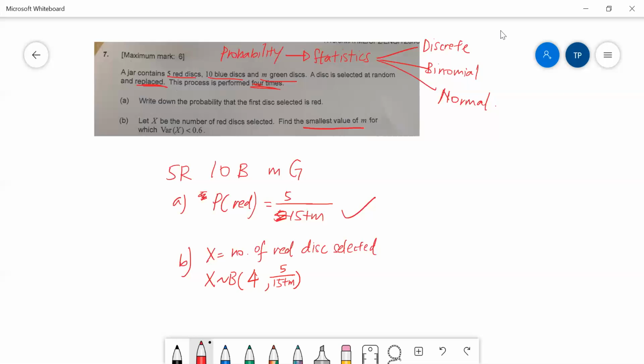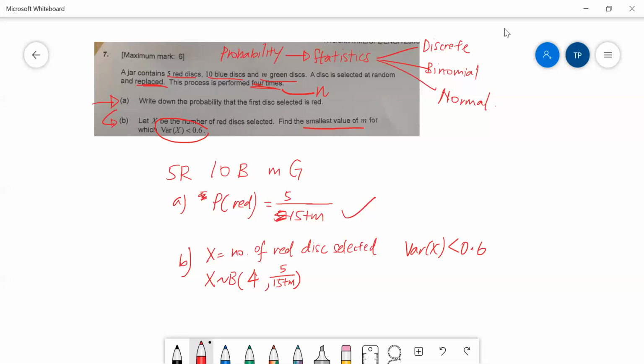So you have to understand how the setter set the question. There's always a reason and a particular style in how the setter sets the question. So they got you to do this because they wanted to use it here. Get it? So over here, this 4 is the n. So from here, they say that the variance of x is less than 0.6. So variance of x to be smaller than 0.6.